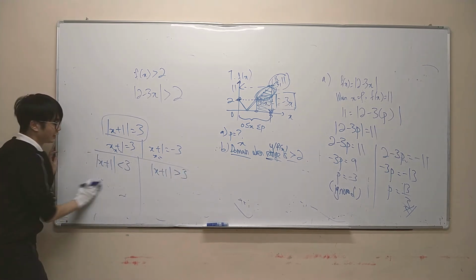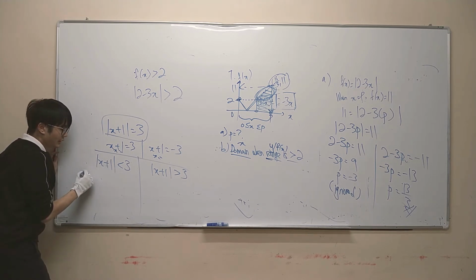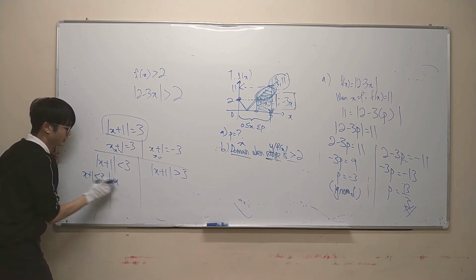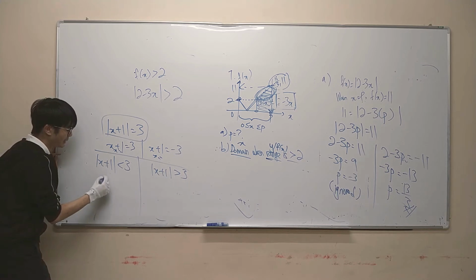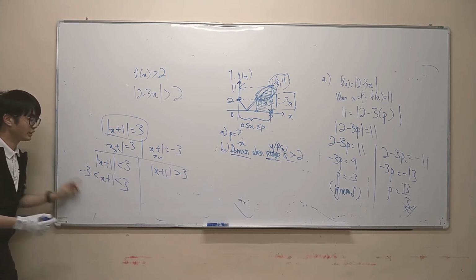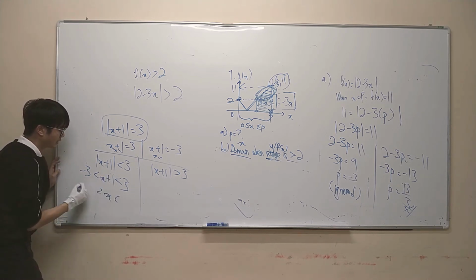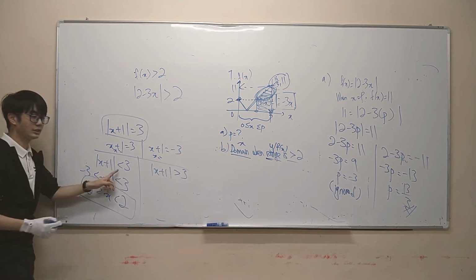You remember this. If it's smaller than, what will it become? Sorry, my bad. It will become x plus 1 smaller than 3 and x plus 1 bigger than negative 3. Okay, if it's a smaller than, this is how we do it. And then x plus 1 minus 1, 3 minus 1, like this. If it's a smaller than.